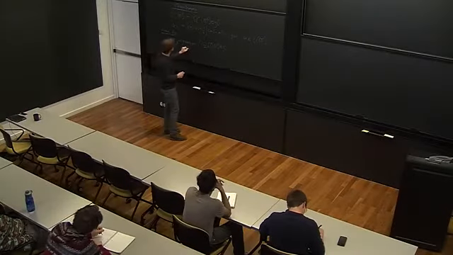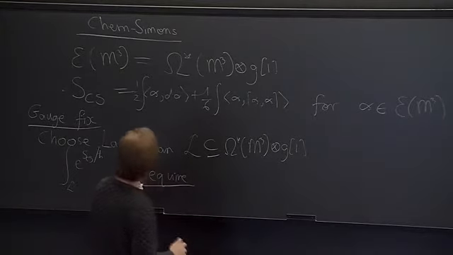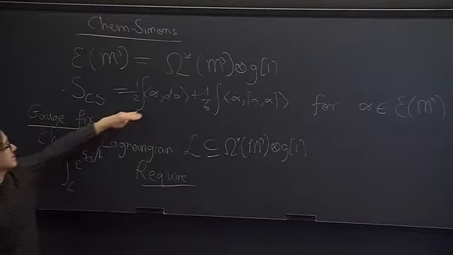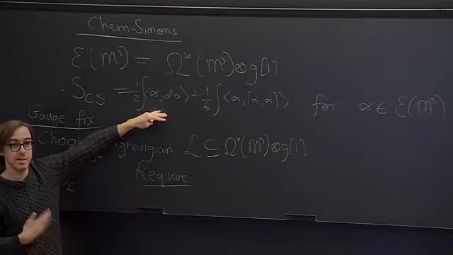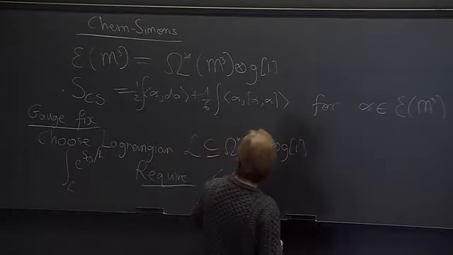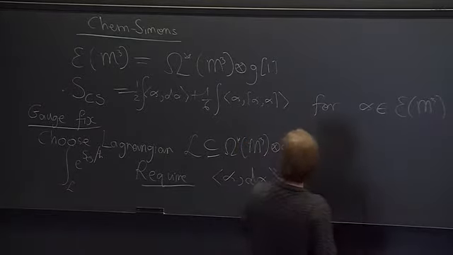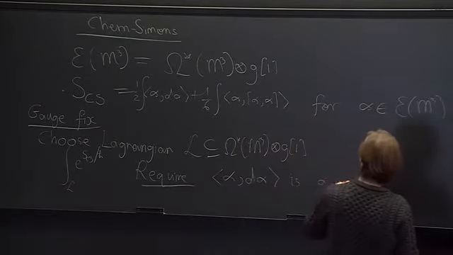And we require, for this to be a nice Gaussian integral, this kinetic term must be a non-degenerate quadratic form. So alpha d alpha is non-degenerate.